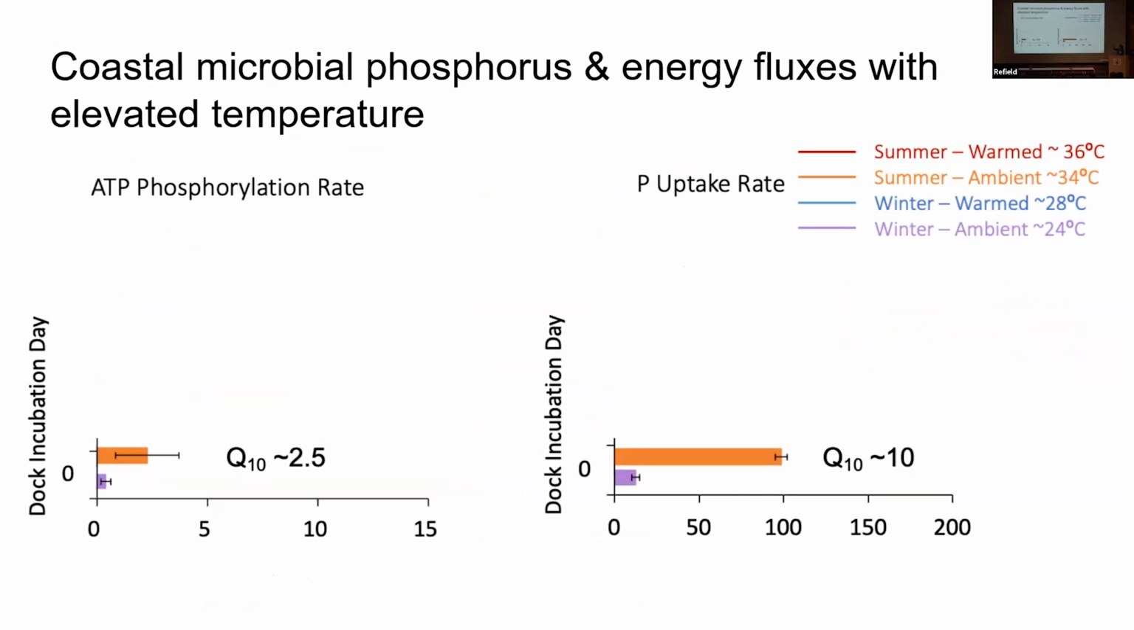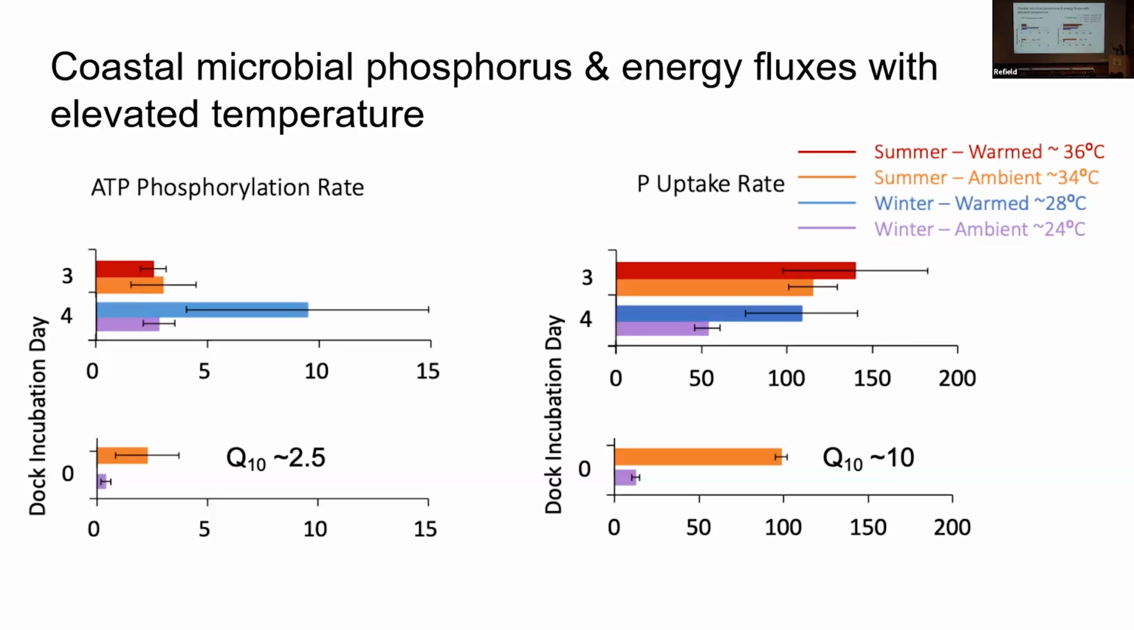So under ambient conditions, comparing our winter to summer, the change in ATP phosphorylation rates was about a 2.5-fold increase with a 10-degree increase in temperature, just under ambient conditions. For phosphorus uptake rates, it was like a 10-fold increase. But of course, this is wintertime and summertime. We had dramatically different conditions in communities. So there's all kinds of things that varied. So that's why we really wanted to look within our conditions how things change.